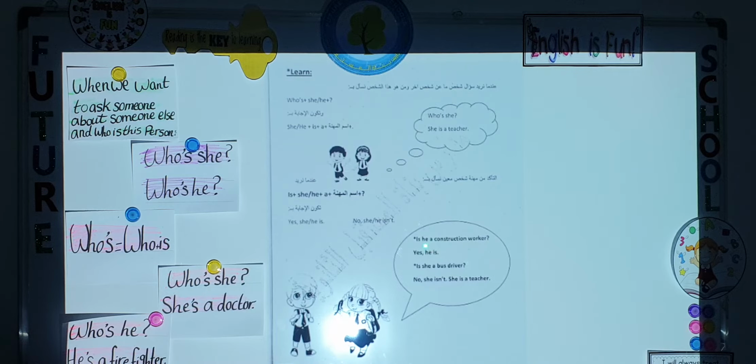Okay, now look at the bubble here. It's a full example for you, my dear students. Is he a construction worker? Yes, he is. Is she a bus driver? No, she isn't. She is a teacher.